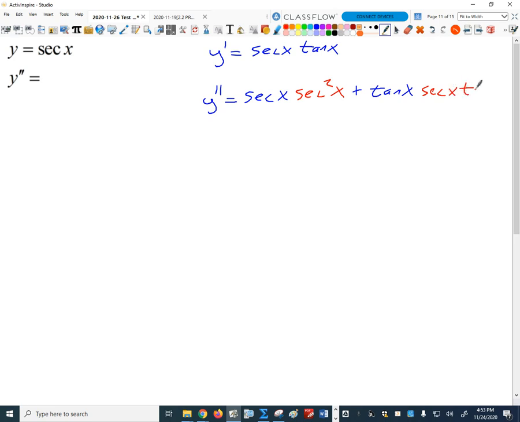Boy, this pen is not working. Tangent x. And so this becomes secant cubed x plus secant x times tangent squared x.